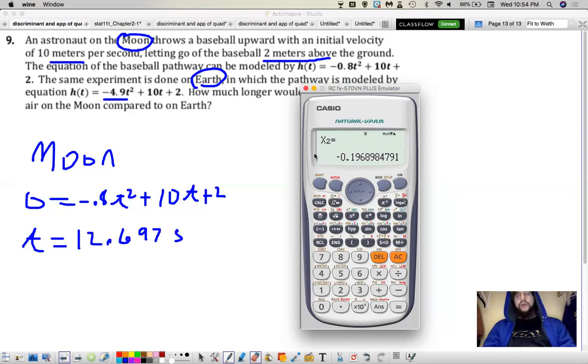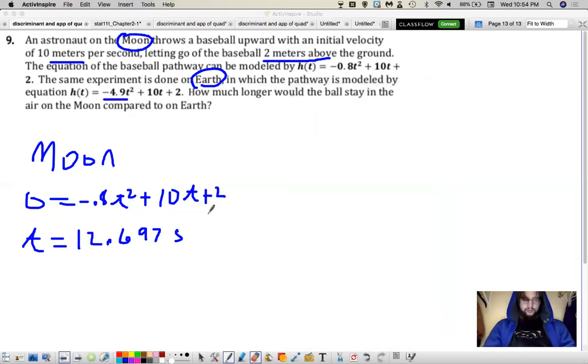So it didn't hit the ground before he threw it. He's just 2 meters above the ground, so if it was following the full parabolic path, then it had been at 0 negative 0.2 seconds ago, negative 0.2 seconds before he threw it. And then we have Earth.